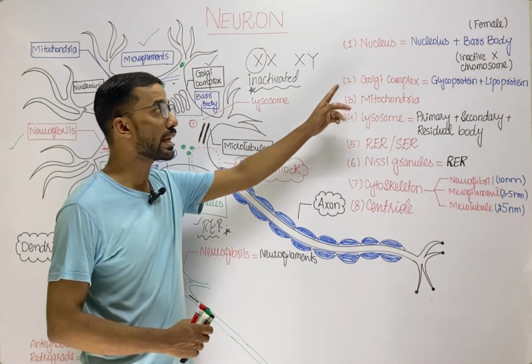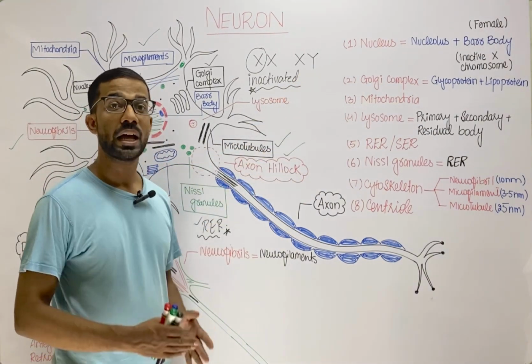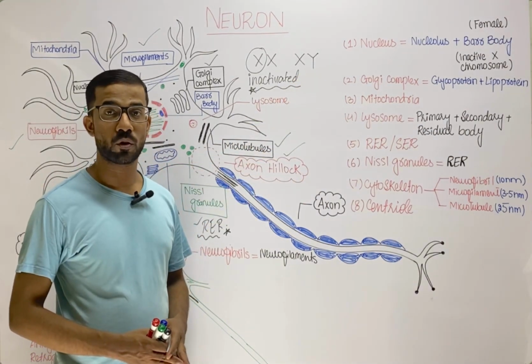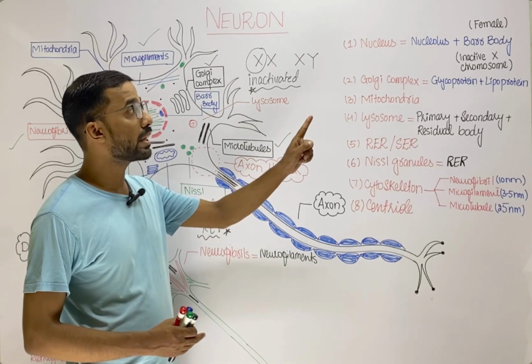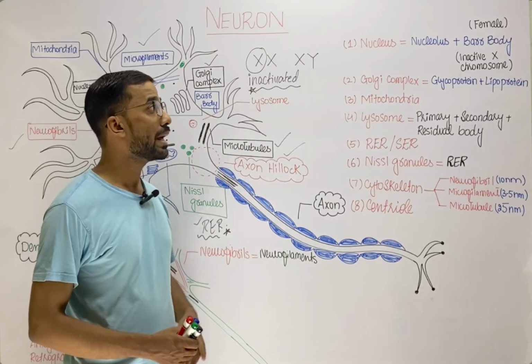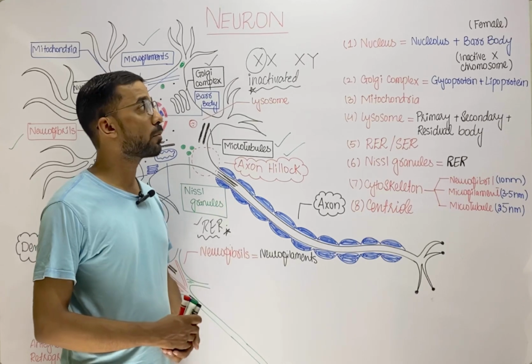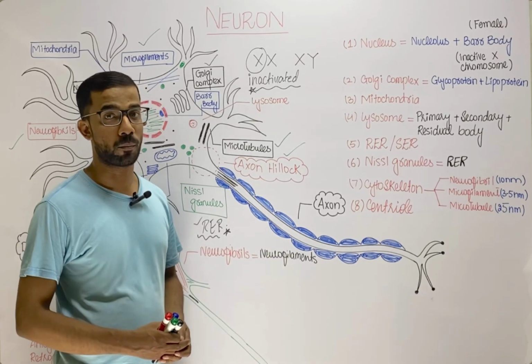First is the nucleus. In the nucleus, you will see the nucleolus, that is the important component of ribosome assembly, and Barr bodies present only in case of female. And what is a Barr body? Barr bodies are actually inactive X chromosomes.